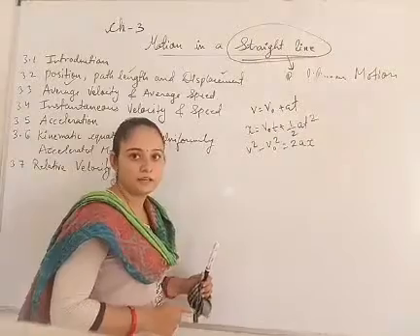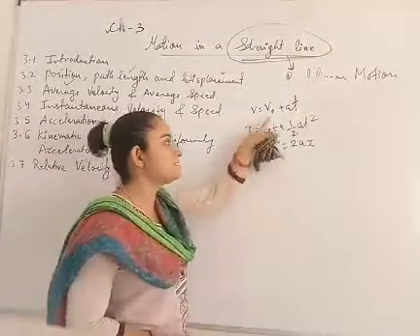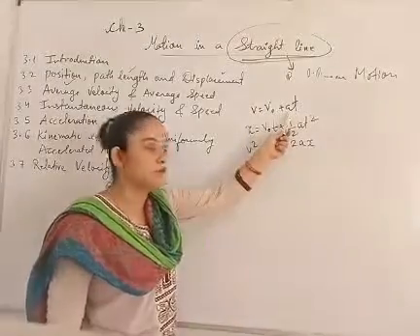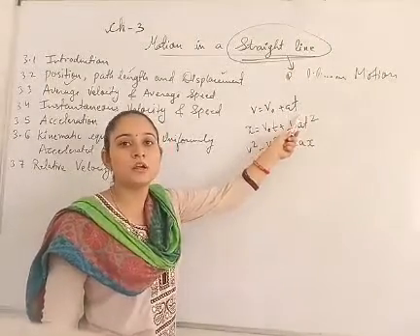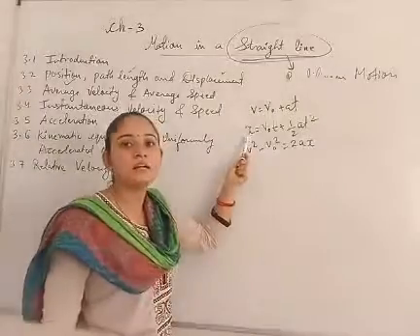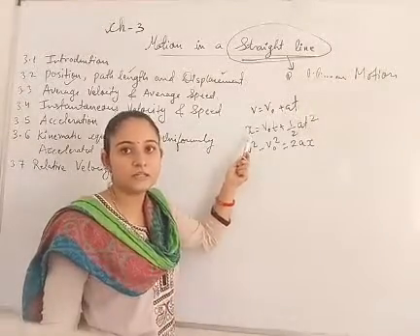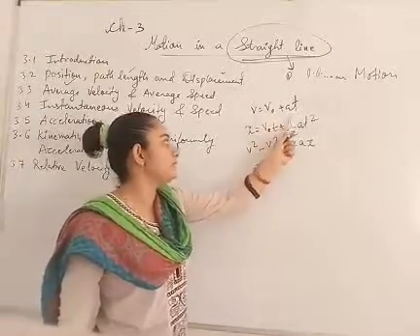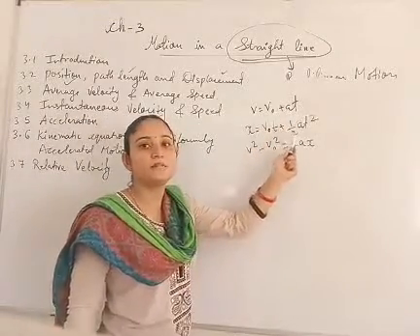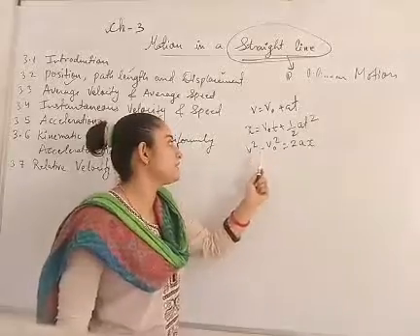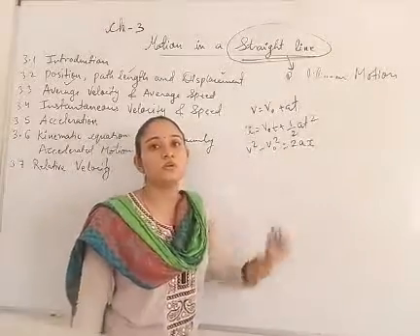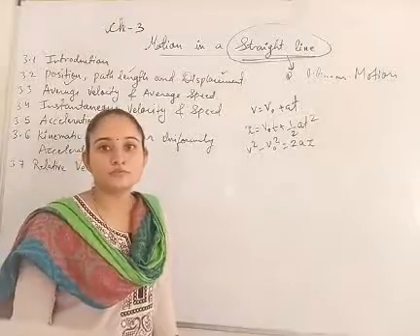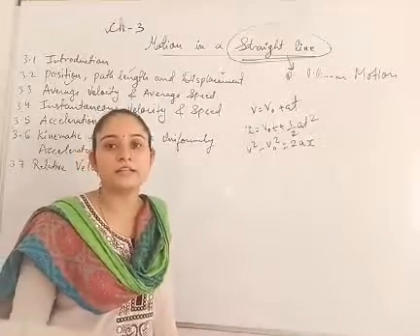So here, what is v? v is your final velocity. v0 is your initial velocity. a is your acceleration and t is your time. x is the displacement. Clear? So v equal to v0 plus at, x equal to v0 t plus half at square, v square minus v0 square equal to 2ax. These are for linear motion, or you can say rectilinear motion.